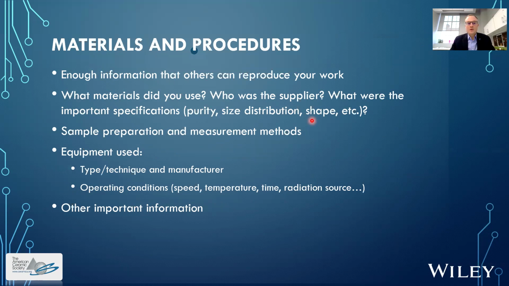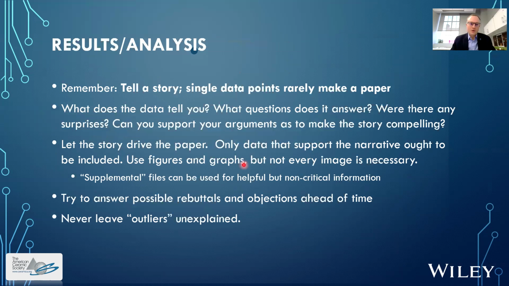What were the tools that were used? What were the important specifications? And this is true whether it is experimental work or modeling work. Be sure you give enough information so somebody else is able to read your article and reproduce exactly what you did. And for equipment, include details about the type of equipment, the manufacturer, the operating conditions, and any other important information that people need to know to do the work.